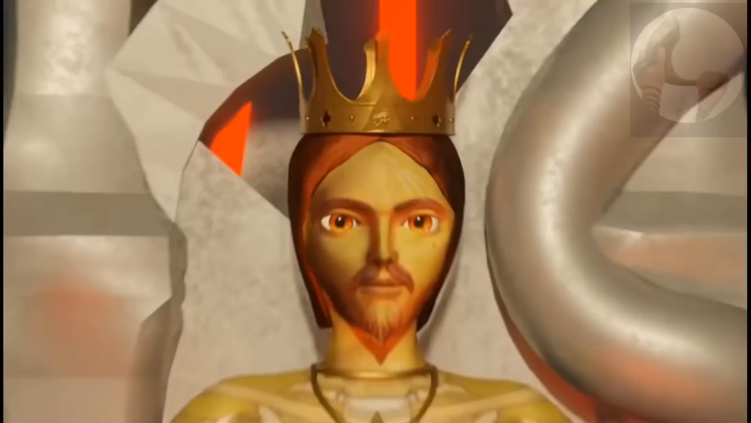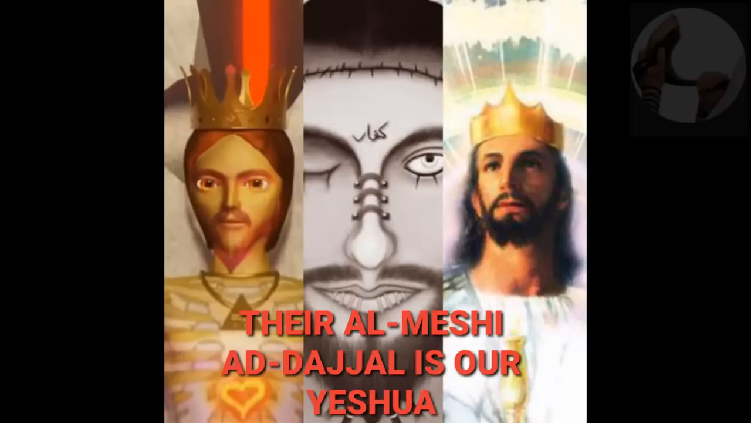Okay? So here, Yeshua, our Yeshua is being depicted as the Antichrist, the Islamic Antichrist. They call him Al-Masih Dajjal. And they will convince the whole world that our Yeshua is Al-Masih Dajjal. Because when Yeshua returns, Yeshua is returning as a lion. He's returning as a very fierce lion who will judge the children of Israel and who will judge the inhabitants of the earth. So people will see him as this evil character.